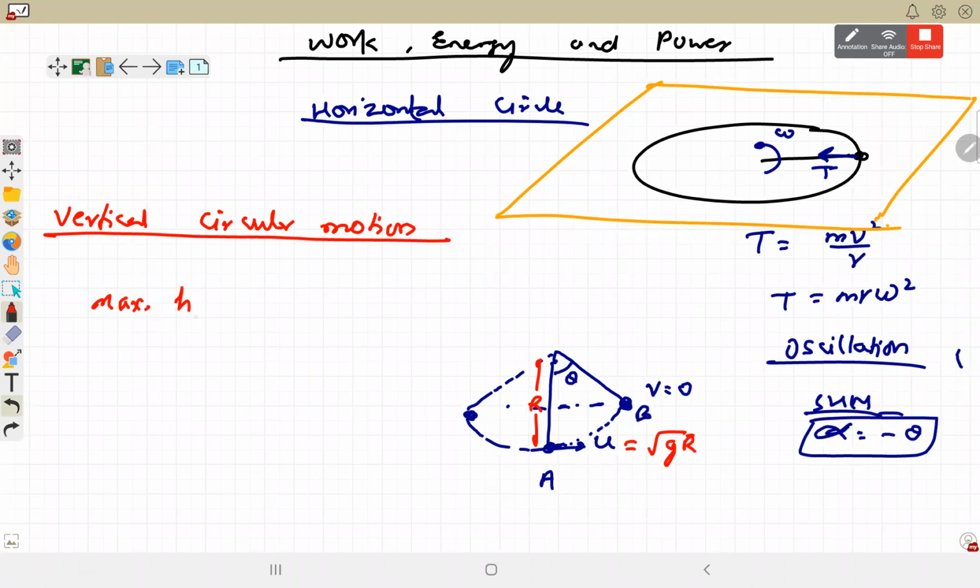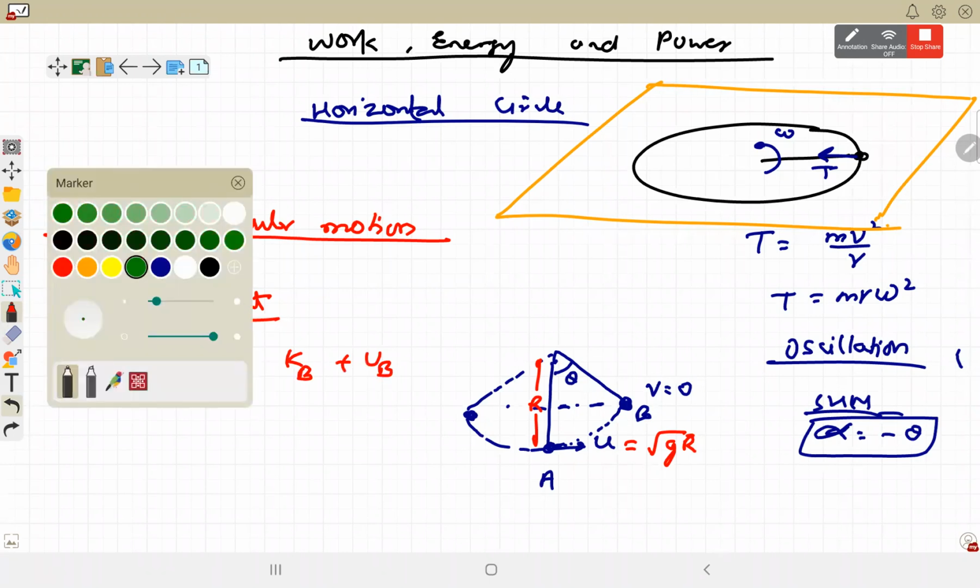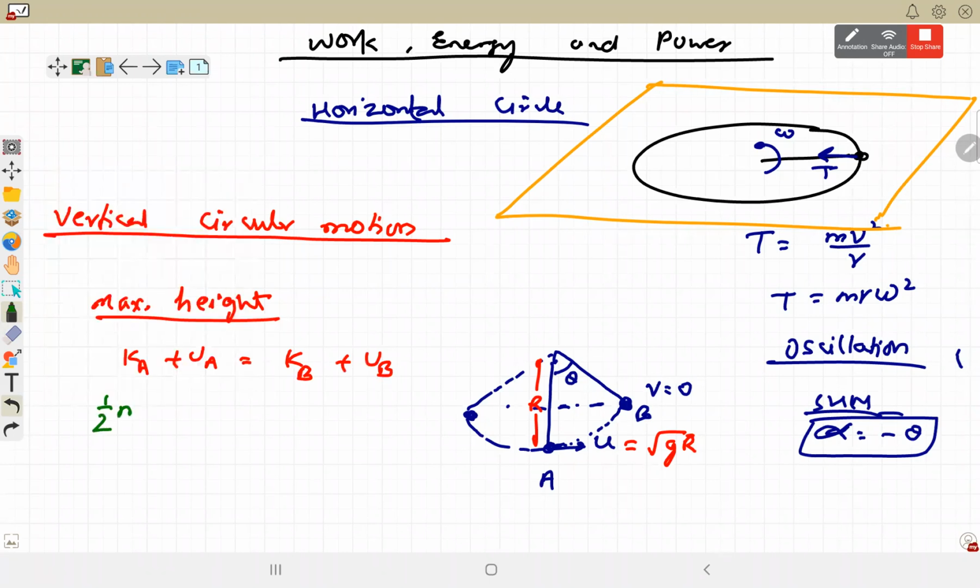Maximum height above the ground. At the maximum height, velocity will become zero. Momentarily, it will be at rest, and from there it will start coming back. So kinetic at A plus potential at A is equal to kinetic at B plus potential at B. Kinetic at A is half m u square. Potential at A is zero, assuming the lowest position to be at zero potential energy, and kinetic at B is zero, plus potential energy is mgh. So we can calculate from here.